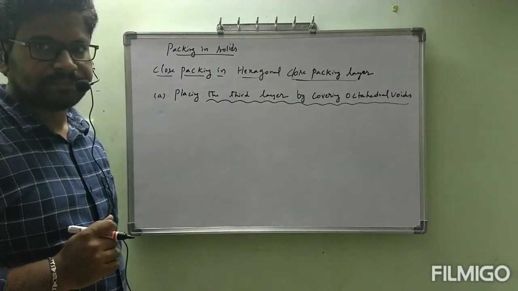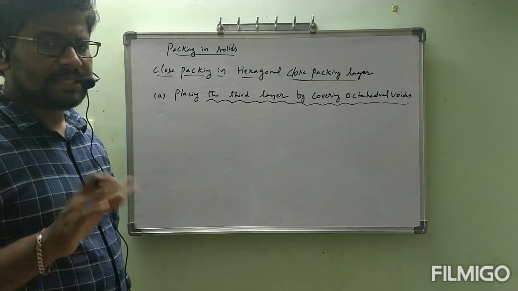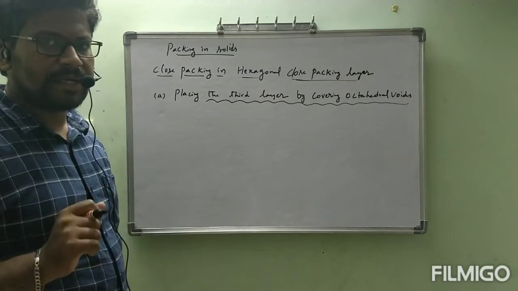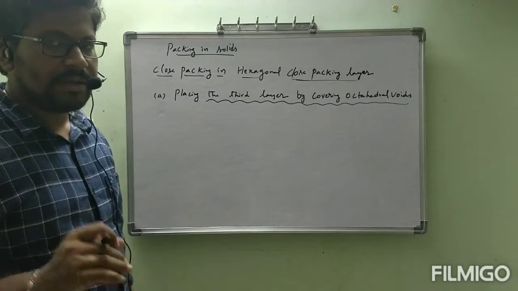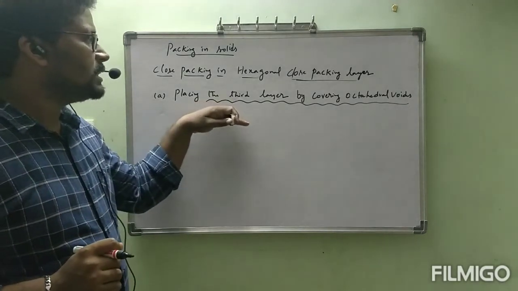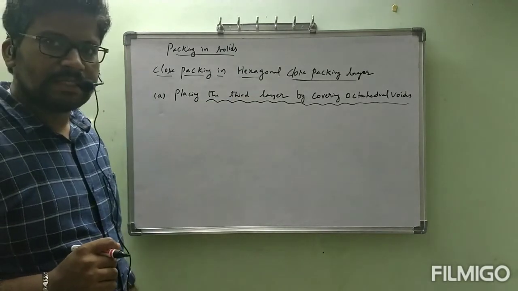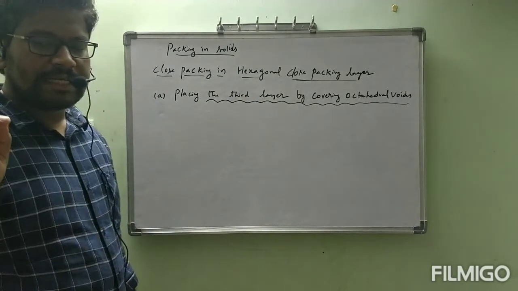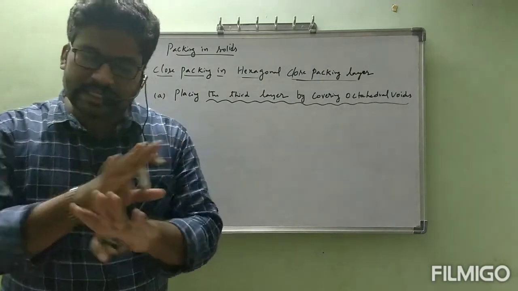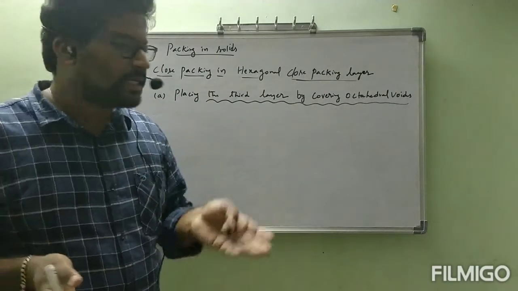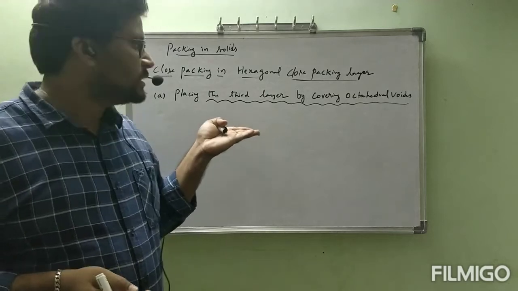Is it okay, ma? Now in today's class, we are going to see placing the third layer by covering octahedral voids. Okay, placing the third layer by covering tetrahedral voids. You will be clear how we are going to cover the tetrahedral voids, but first we will see placing the third layer by covering octahedral voids. Okay, in yesterday's class we have seen placing the second layer. It is clear. After that, next one, this is placing the third layer.